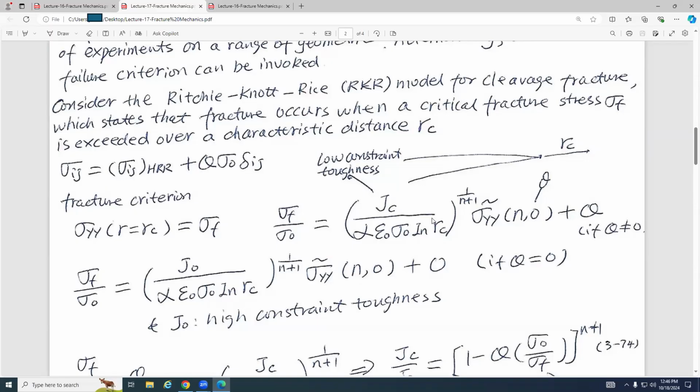So we want to solve this equation and see under what condition, because sigma F is usually the parameter. Here we have the HRR term, sigma F over sigma 0, for sigma yy with theta equals 0, the horizontal direction, plus Q. So sigma F divided by sigma 0 is this, and if Q equals 0, we have this. So that is J0, which we call the high constraint toughness.